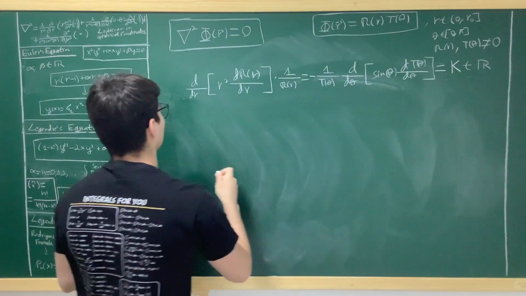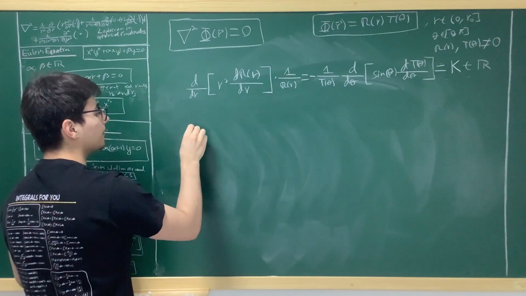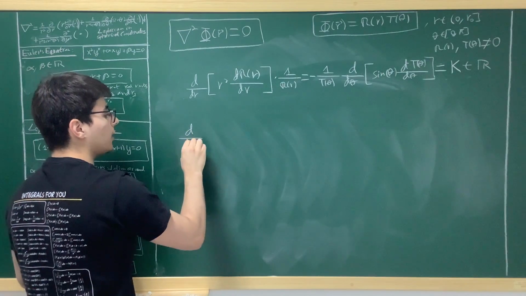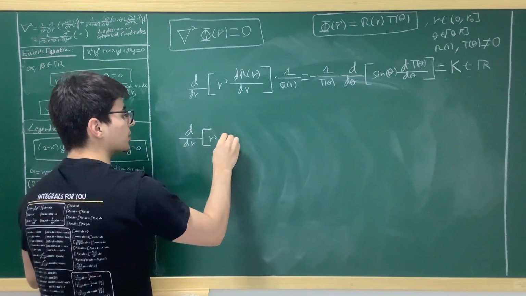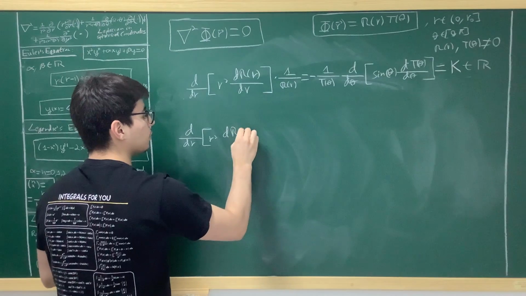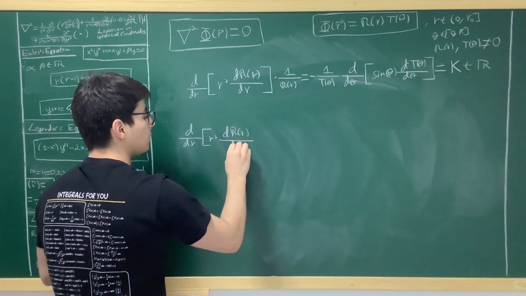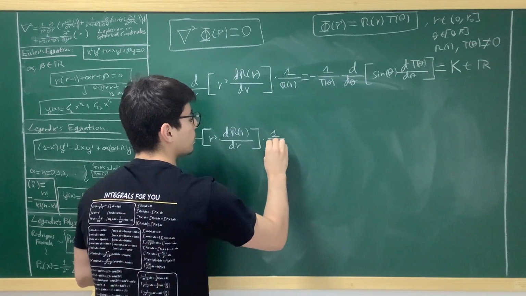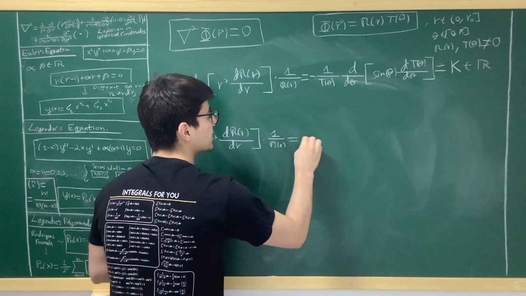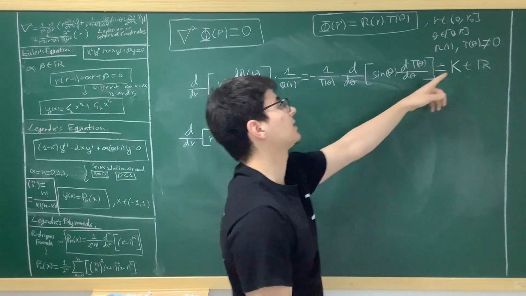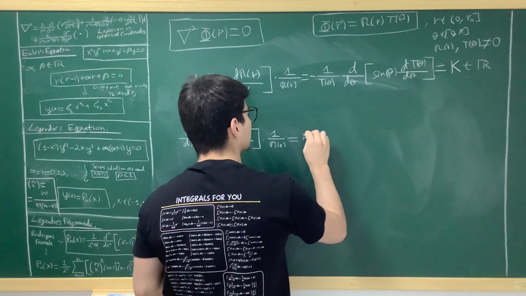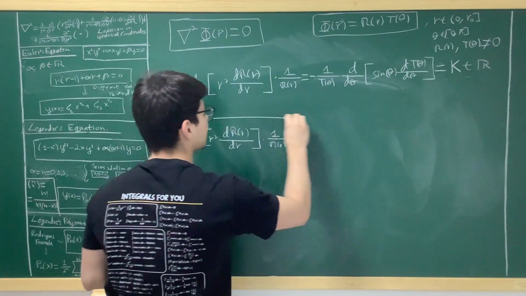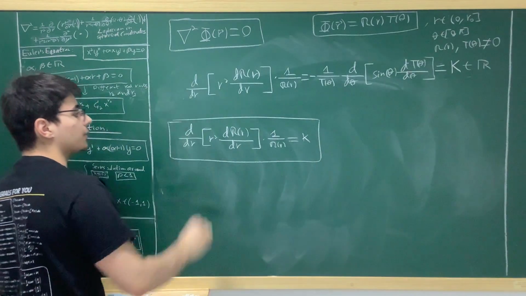This one, right? Let me just write it here. The derivative with respect to r of r squared times the derivative with respect to r of our r function times 1 over r. And this is equal to k. This is our first equation.